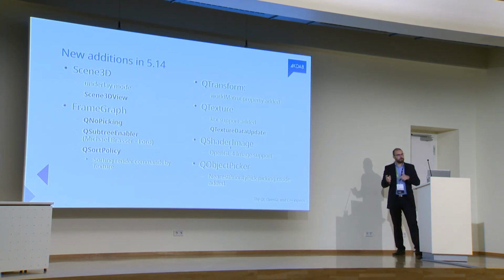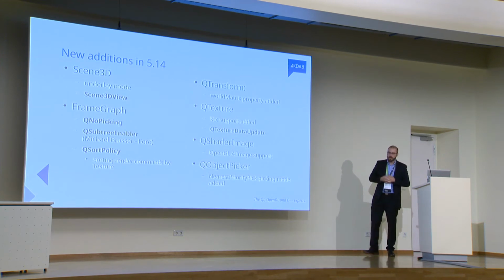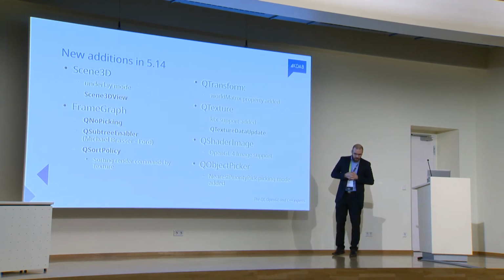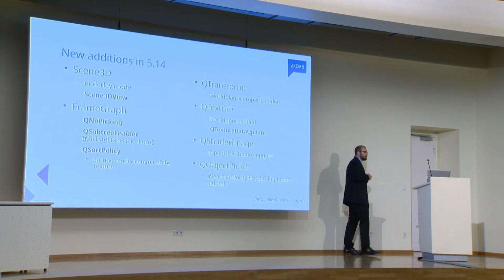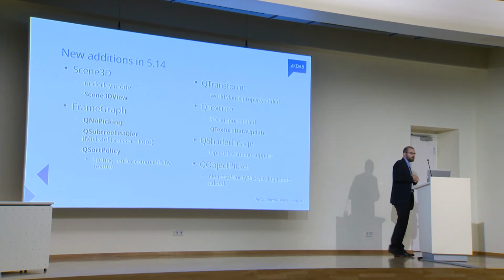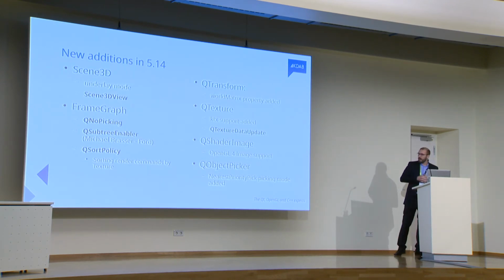Next, QShader image. QShader image adds OpenGL image support, so really useful when you're working with compute shaders, typically, so that you can atomically write or read into textures.